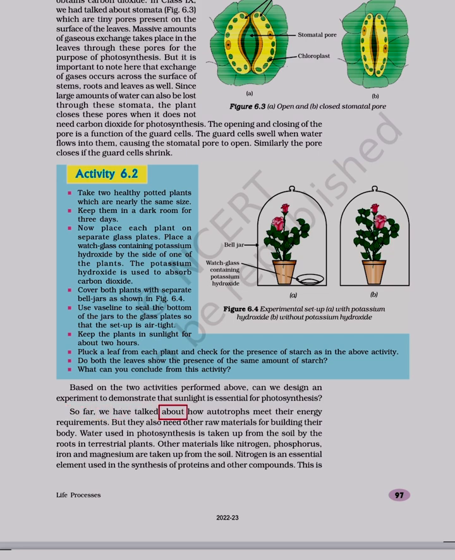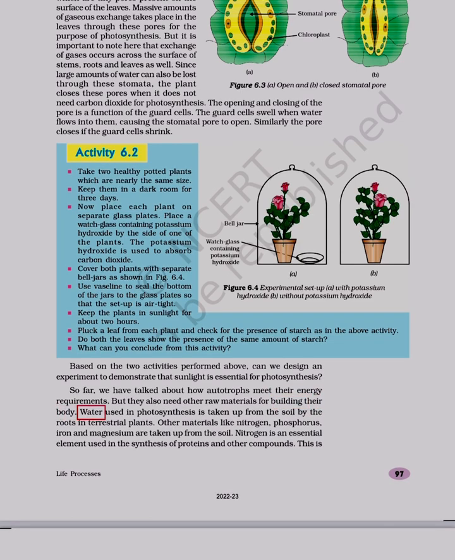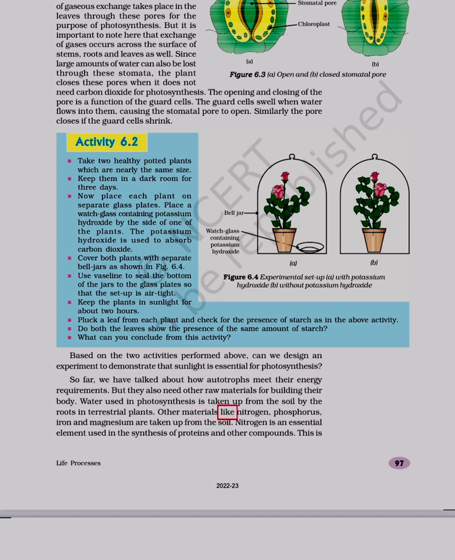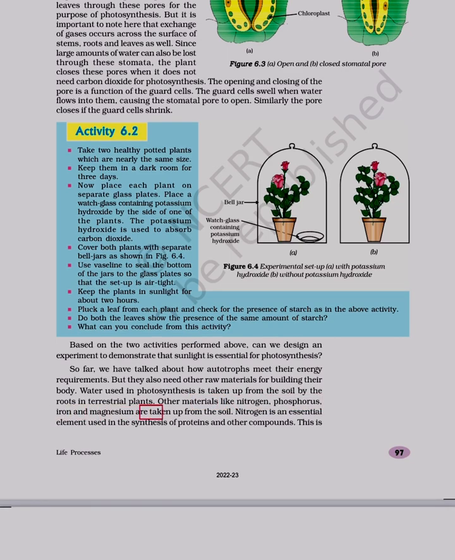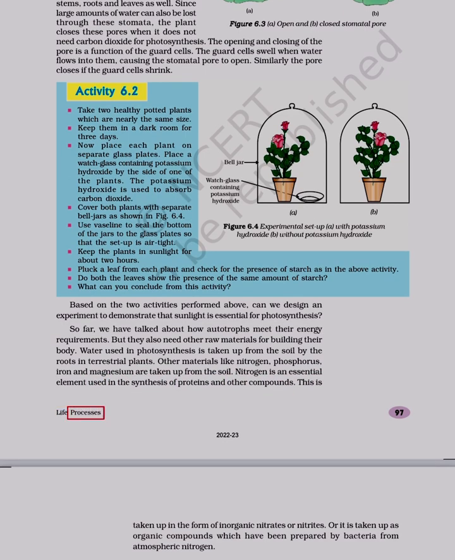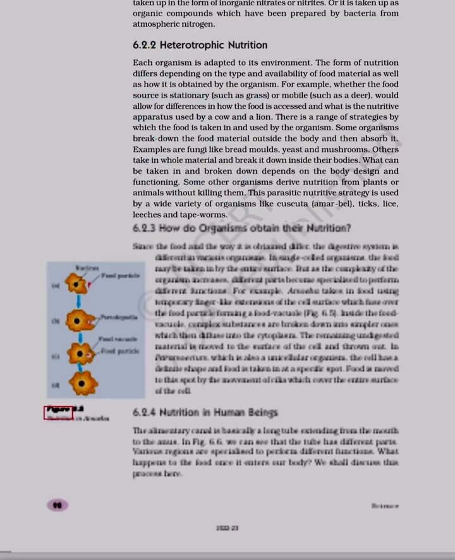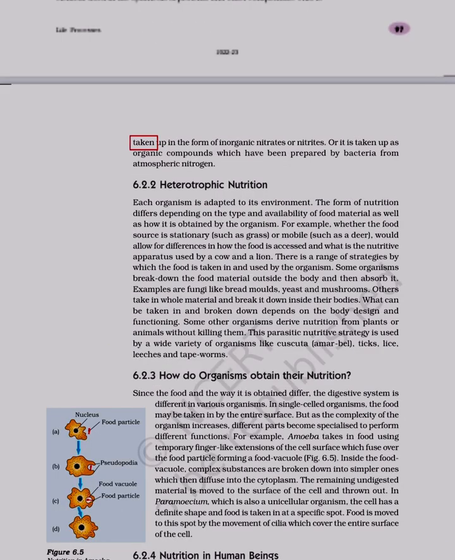So far, we have talked about how autotrophs meet their energy requirements, but they also need other raw materials for building their body. Water used in photosynthesis is taken up from the soil by the roots in terrestrial plants. Other materials like nitrogen, phosphorus, iron and magnesium are taken up from the soil. Nitrogen is an essential element used in the synthesis of proteins and other compounds. Life Processes. 97. 2022 to 2023. Figure 6.5: Nutrition in amoeba. It is taken up in the form of inorganic nitrates or nitrites, or as organic compounds which have been prepared by bacteria from atmospheric nitrogen.